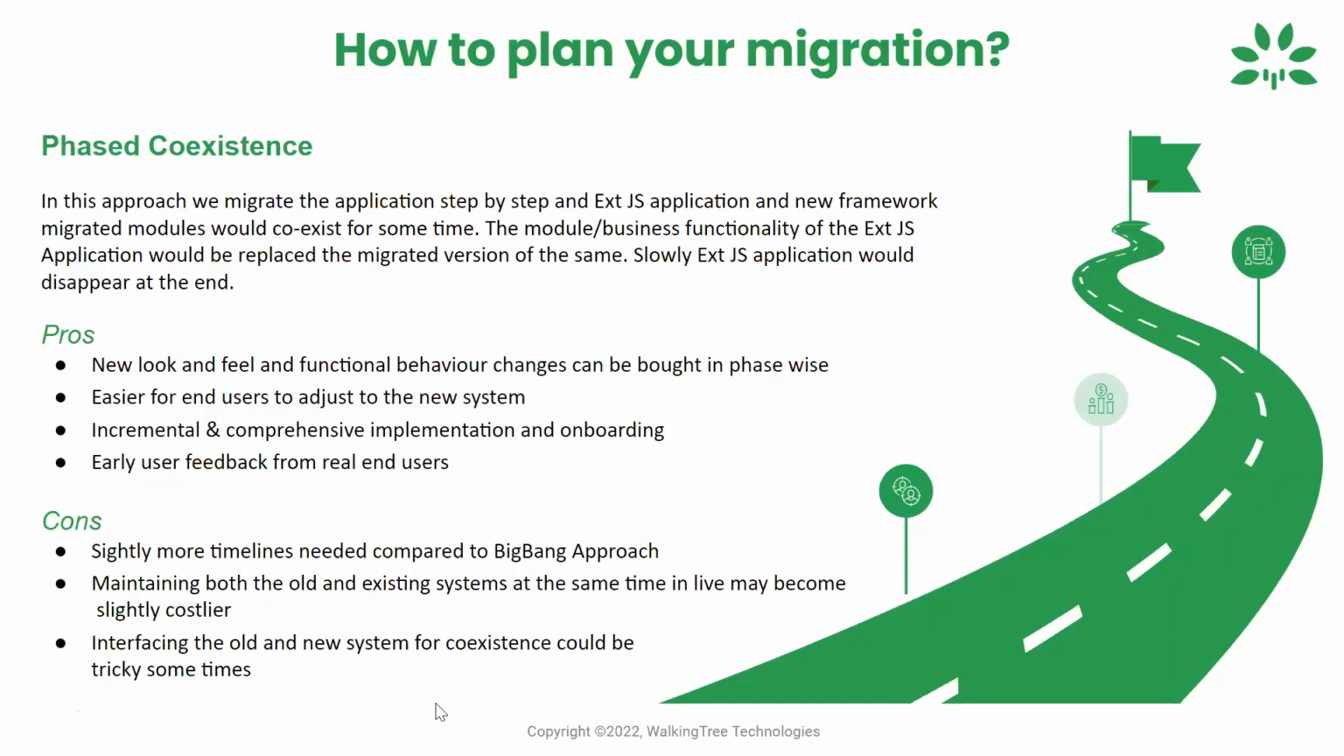Divide the application into functional modules. Start replacing one module by one module with the new framework, and at the end, when you replace all the 10 modules, your existing system would be phased out, and the complete application will be the new framework. That's all about how to plan your migration.